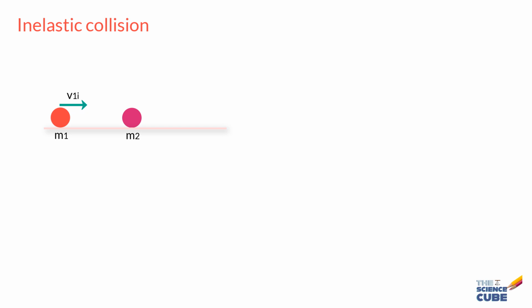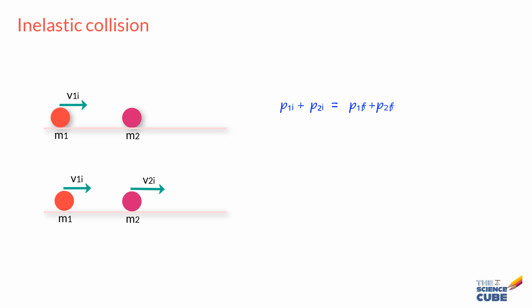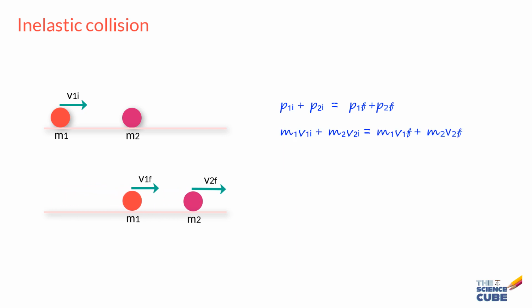So, if these two bodies that form our system, that is closed and isolated, we can write the law of conservation of linear momentum as total momentum Pi before the collision is equal to total momentum Pf after the collision. Or writing P is equal to mv, we get m1 v1 initial plus m2 v2 initial is equal to m1 v1 final plus m2 v2 final.